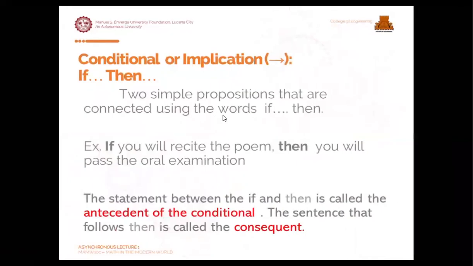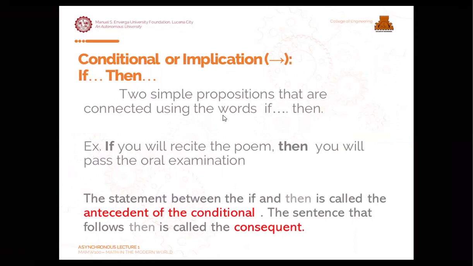Next, we have conditional or implication. So, yung symbol niya is an arrow going to the right. Ang meaning niya, if dot dot dot. So, ibig sabihin may statement sa loob nun, then dot dot dot. Okay? So, two simple propositions that are connected using the words if and then.